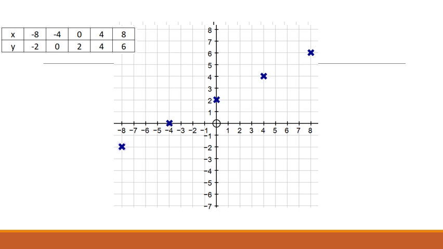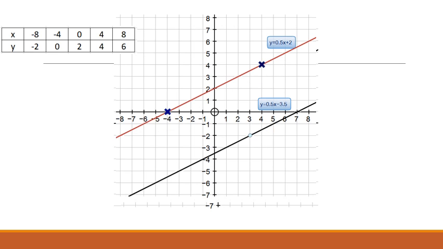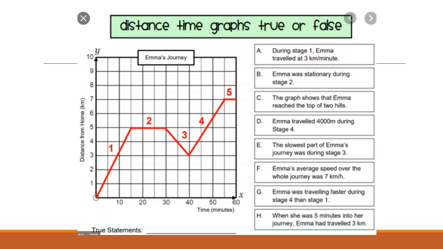Then we'll look at having an equation and being able to work out the coordinates for the equation and then plot those onto a graph. And also work out what the equation of the line is from looking at a graph. Then we look at parallel lines and how they are related, i.e. the gradients are the same. We also look at real life graphs. So this is an example of the cost of a journey based on the distance in miles. We look at distance time graphs and how different stages of a journey can be plotted.